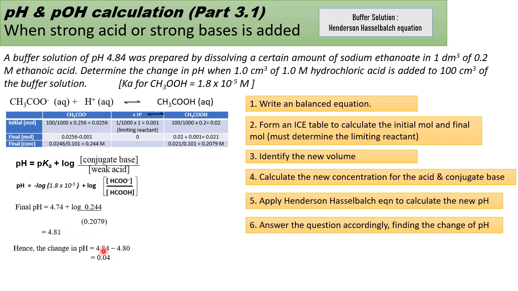And then we use the original pH of the buffer solution minus the pH of the buffer solution after the strong acid is added. So the steps involved, again: write down the balanced equation and form the ICE table. Normally in this part we deal with the number of moles, and then we calculate the new volume, and then the new concentrations for the acid and conjugate base. Apply the Henderson-Hasselbalch equation to calculate the new pH. Answer the question accordingly, finding the difference or change of the pH.